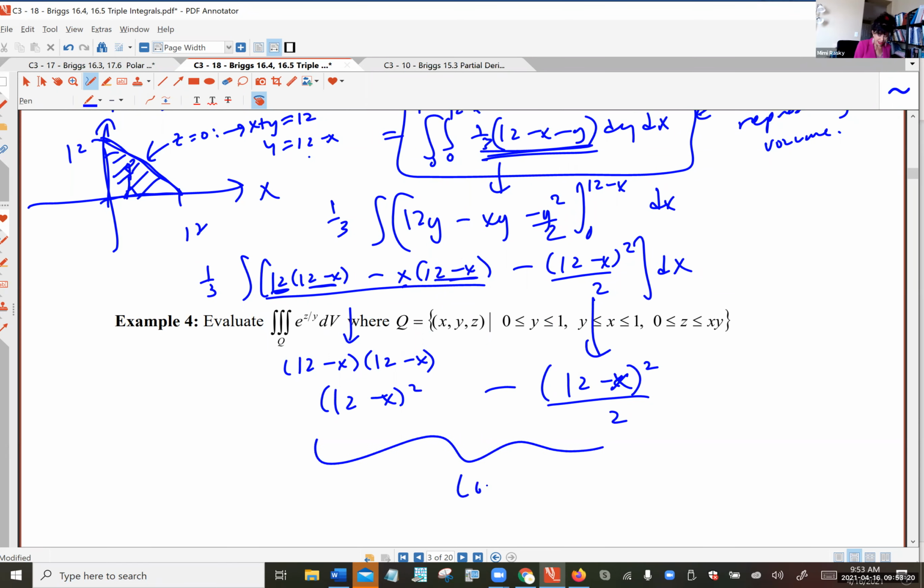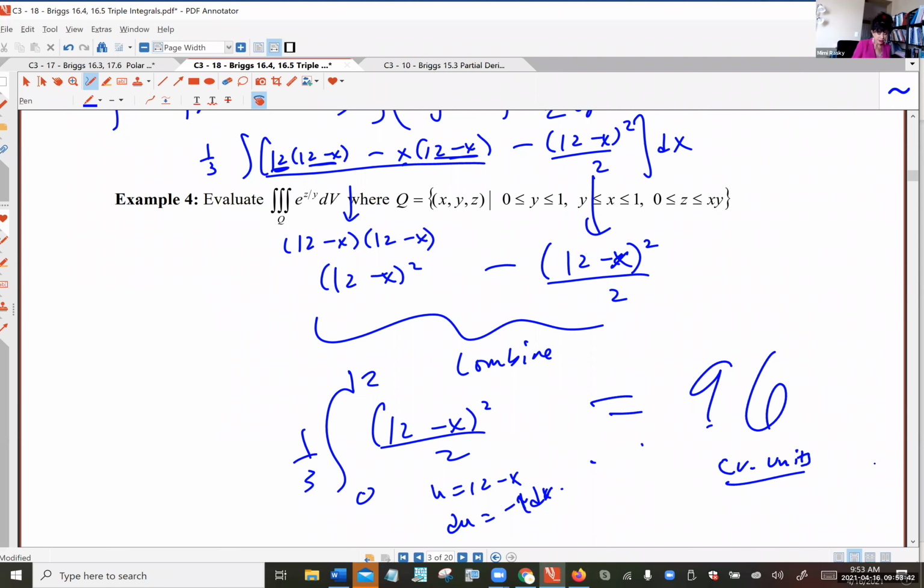So I'll just let you figure that out. The final answer is 96 cubic units. Turns out to be a nice whole number. Does that always happen? No, but if it does, cool beans.